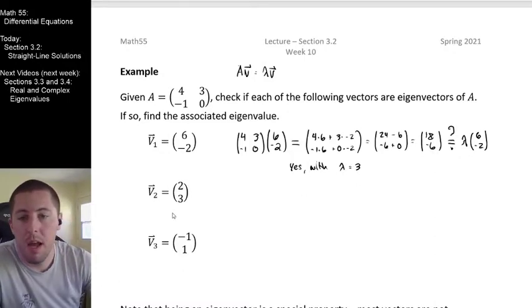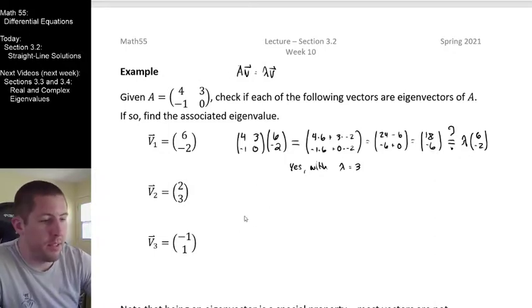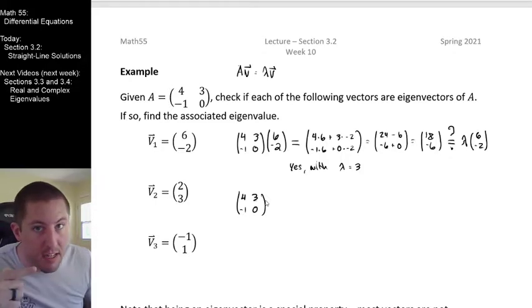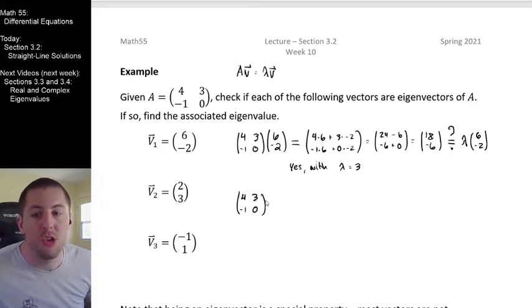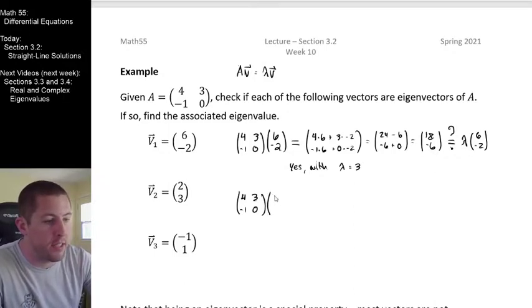Let's do it again. Is the vector 2, 3 an eigenvector associated with this matrix? So again, this is your matrix multiplication practice right here. And again, you're going to do so much matrix math this chapter. None of it's going to be harder than this, but you're going to do so much of this that you need to be good at this, and you should probably be able to do this in your head. So this is our practice to get good at this.